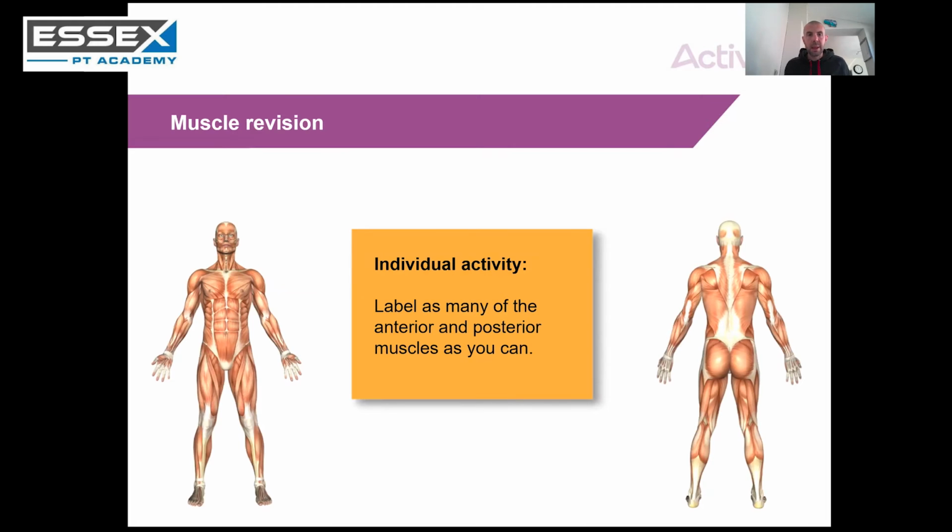Okay, so now we're on to the muscles. So let's have a look at individual muscle activity, and let's label as many of the posterior and anterior muscles as you can. So front and back view. Anterior front, posterior, obviously the rear. Label as many of those muscles as you can. Again, I would do the same thing. I would label as many as you can just from memory. Then what I would do is go back and look at a diagram with the answers on, cover it up, label some more, and keep doing that process until you've learned all the muscles.